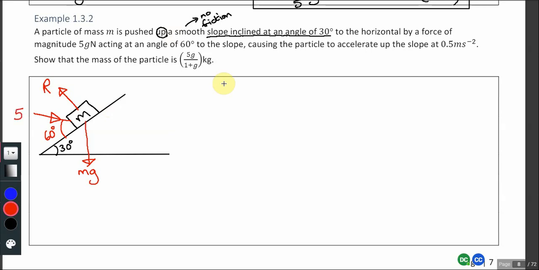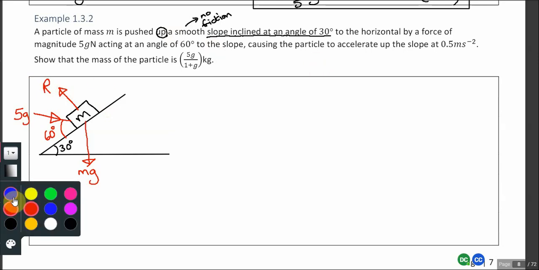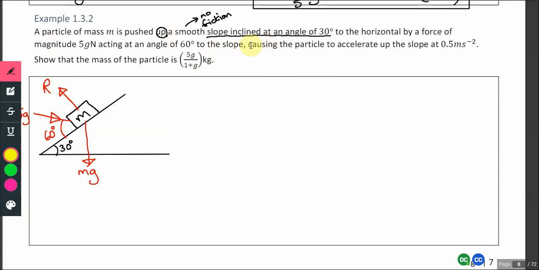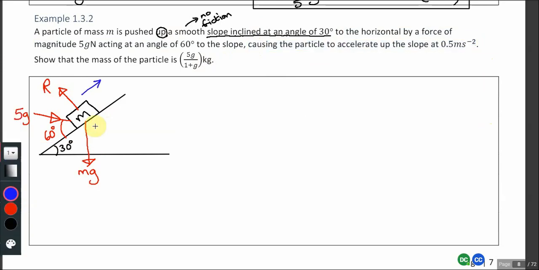5g is the strength of the pushing force. I don't tend to put units on my diagram, it just gets a bit too messy, but always put units in your final answer. Let's put the acceleration on the diagram. The force is causing the particle to accelerate up the slope at half a meter per second every second. So I'm going to draw a double arrow up the slope, parallel to the slope as well. That's the acceleration of 0.5. There we go, that's a very useful diagram. That should make the rest of the question nice and easy.